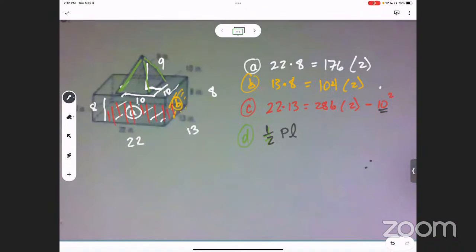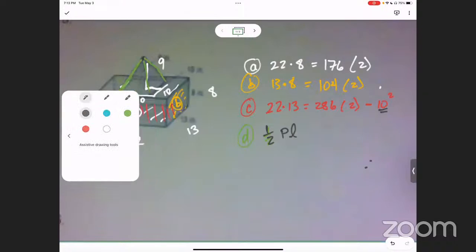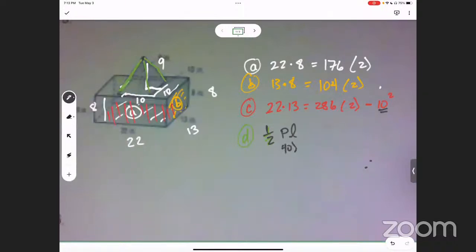Okay. So that one wasn't too hard, right? The perimeter is 40 and what is the slant height? Yeah, that's the trickiest part. How am I going to find that slant height?